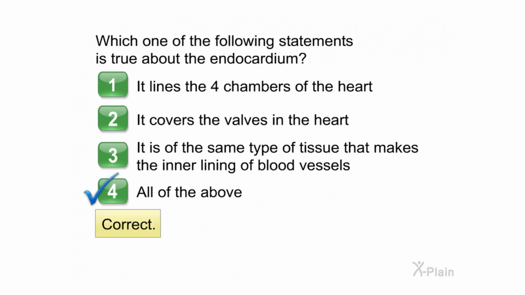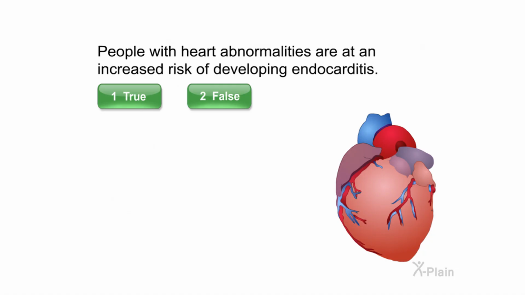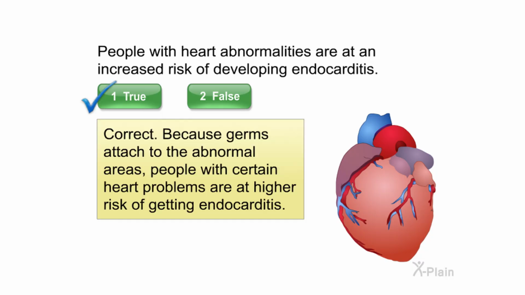Correct. People with heart abnormalities are at an increased risk of developing endocarditis. Select true or false. Correct. Because germs attach to the abnormal areas, people with certain heart problems are at higher risk of getting endocarditis.